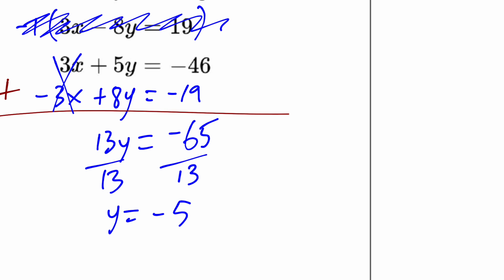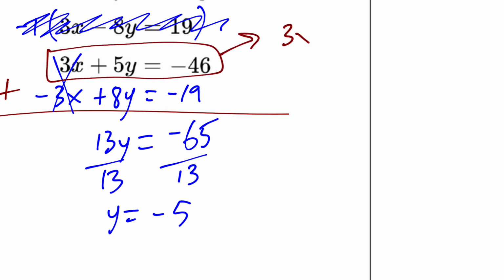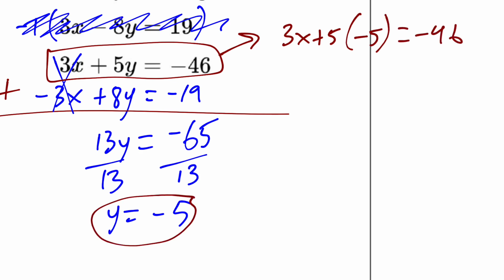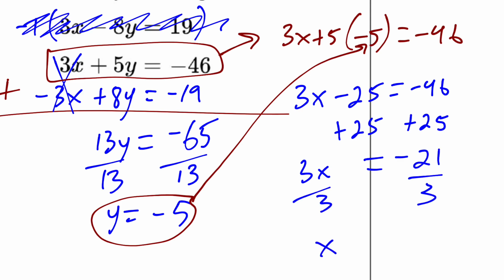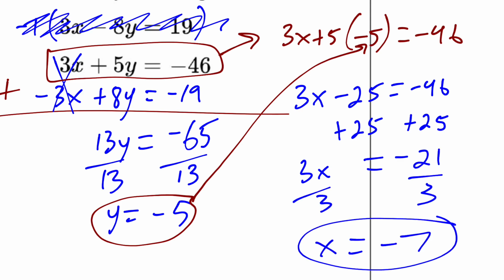So let's go ahead and use one of my original equations, like let's say this one. 3x plus 5 times negative 5 is equal to negative 46. So I took this negative 5 and I plugged it in right there. This is like saying 3x minus 25 is equal to negative 46. When I add 25 to both sides, this brings me closer to 0. So I'm at negative 21. I divide both sides by 3. I have x is equal to negative 7.